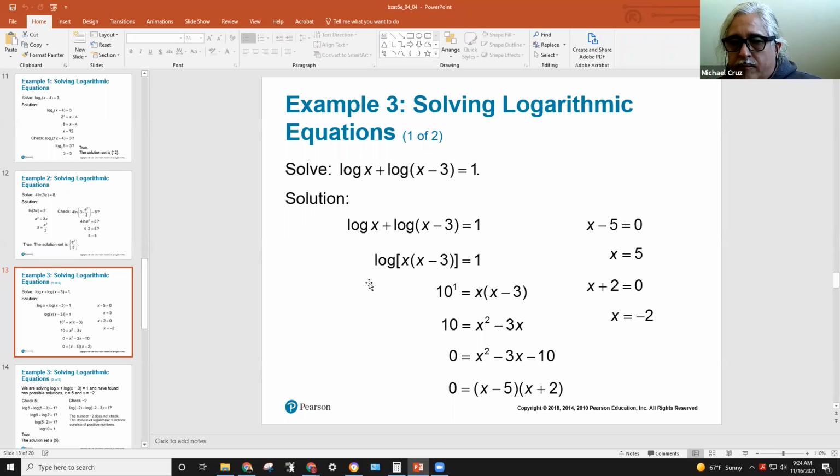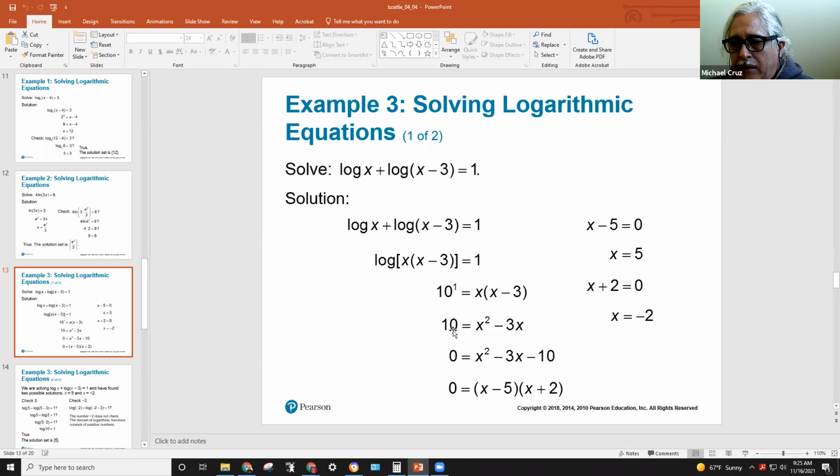Okay. Now that it's in a single logarithm, this is log base 10. So 10 to the first power is equal to that. See, there's the power. The base is understood to be 10 there. When there's not one, it means the common log. So 10 to the first power is equal to x times x minus 3.